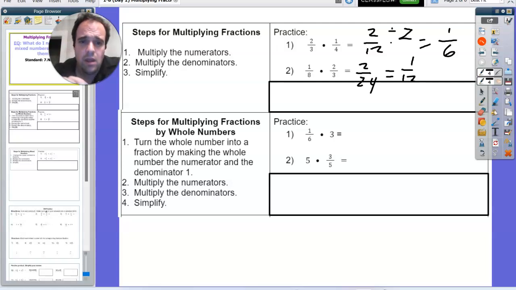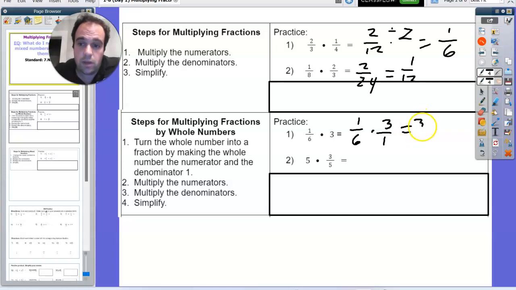Now when we're multiplying fractions by whole numbers, we're going to want to take that whole number and make it into its fraction version, which is just putting it over 1. So for 1/6 times 3, we keep the 1/6. Nothing has changed, but we just take 3 and turn it into 3 over 1. 3 wholes, 3 ones. Okay. Then we multiply across normally, same steps as before.